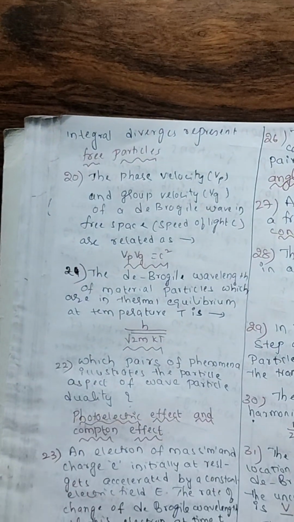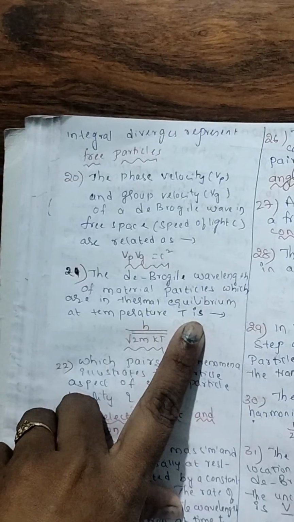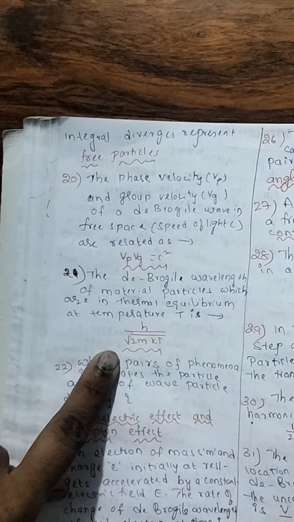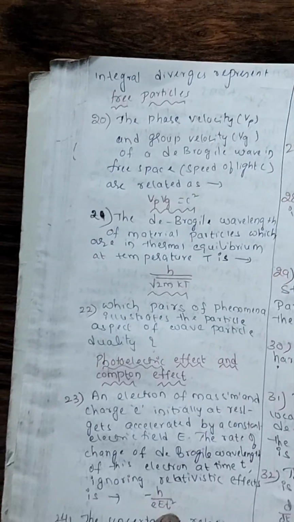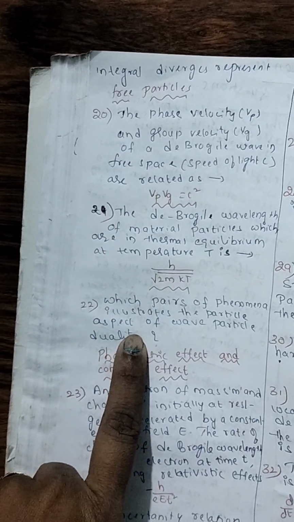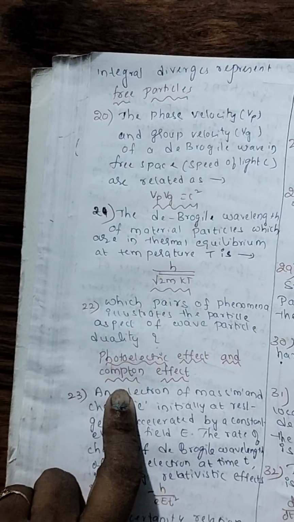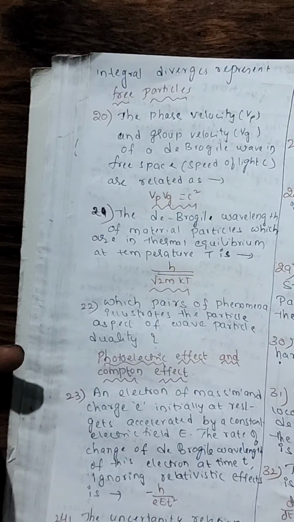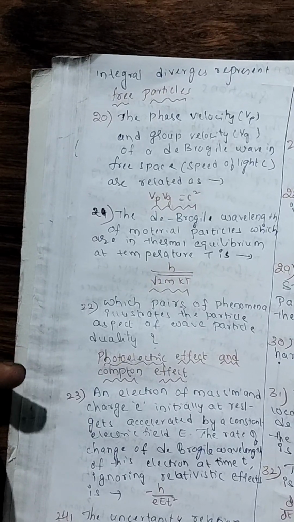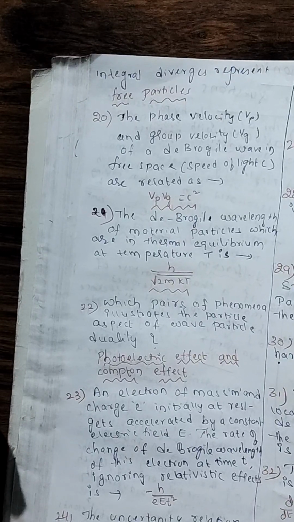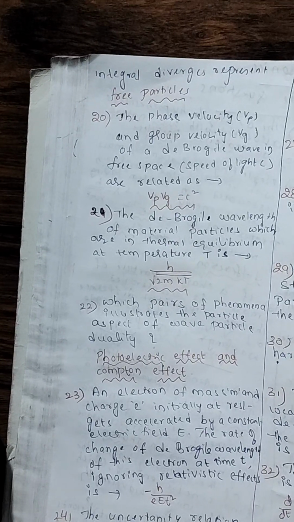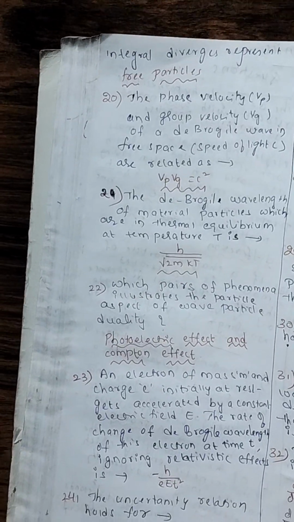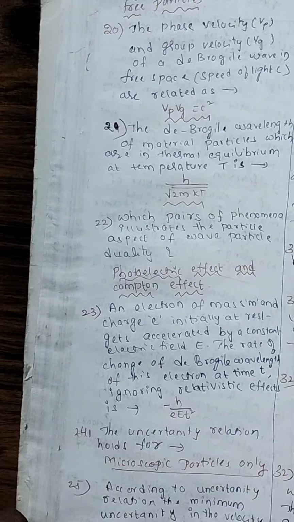Next, now we wrote the de Broglie wavelength in terms of energy; now in terms of temperature, h by under root 2m kT. Which pair of phenomena illustrates the particle aspect of wave-particle duality? Photoelectric effect and Compton effect only. Which give rise to the wave-particle duality. Means matter will have particle nature as well as wave nature, or light has particle as well as wave nature.